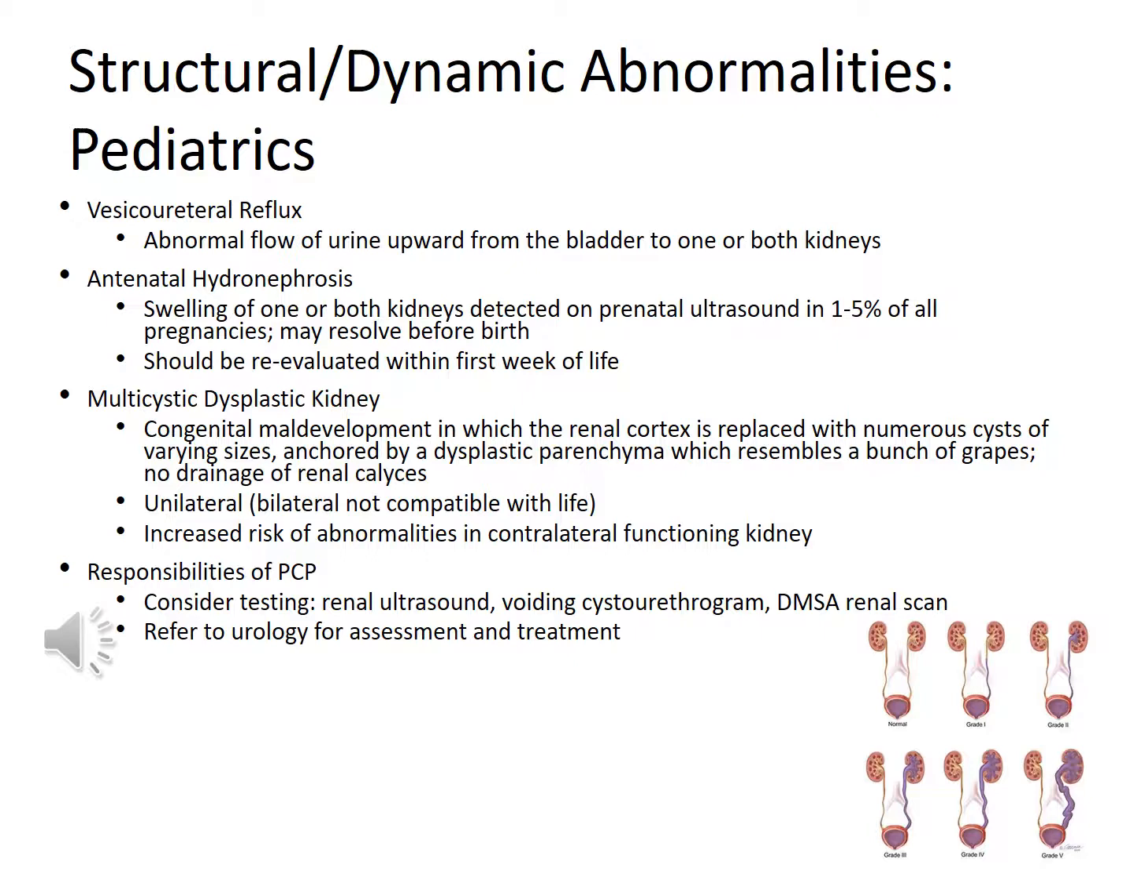Multicystic dysplastic kidney is a congenital maldevelopment in which the renal cortex is replaced with numerous cysts. Those cysts can be different sizes, and it can be anchored to the parenchyma of the kidney, which is basically the meat portion of the kidney, and it can resemble a bunch of clustered grapes. And there's no drainage of the renal calyces.